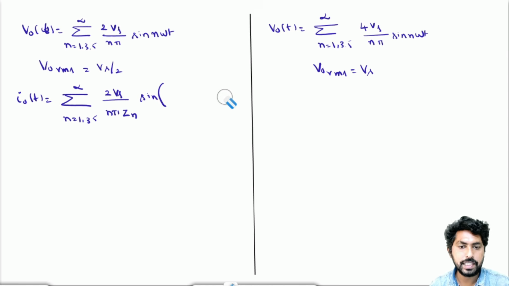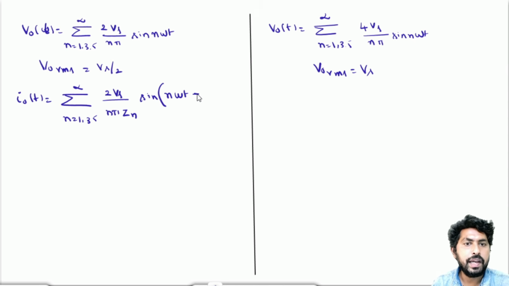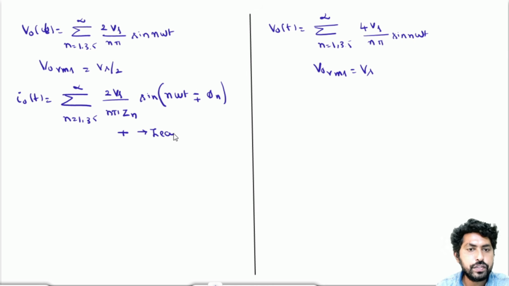So we have to represent it like this: sin of n omega t minus or plus phi n, plus or minus phi n. It depends on the load. Plus is for the leading power factor, so leading means XC is greater than XL. Minus is for lagging, so XL is greater than XC.